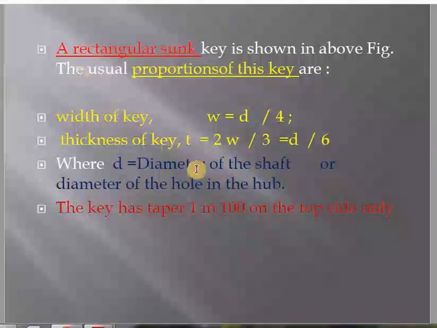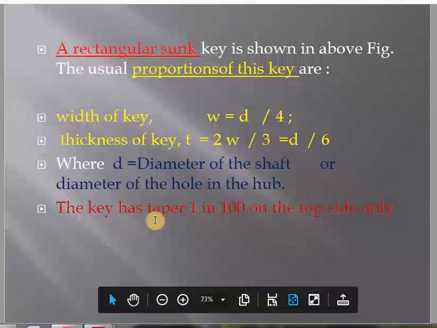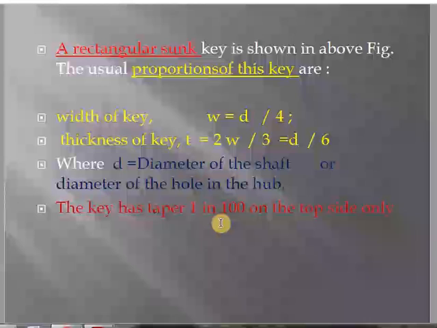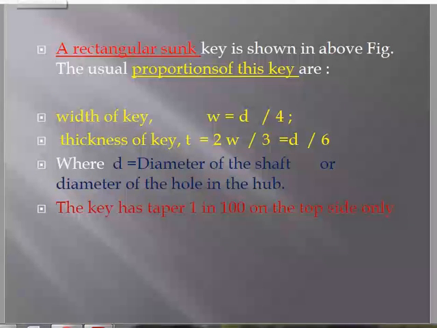That is, width of the key we can take 1/4 of the diameter of the shaft. Thickness of the key can be taken as T = 2W/3, or we can take D/6 as the thickness of the key, where D is the diameter of the shaft. The key has a taper of 1 in 100 on the top side only, and the bottom of the key will be flat. So this is about the rectangular sunk key.